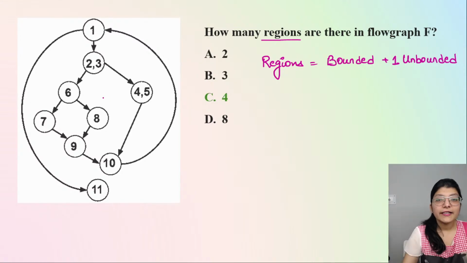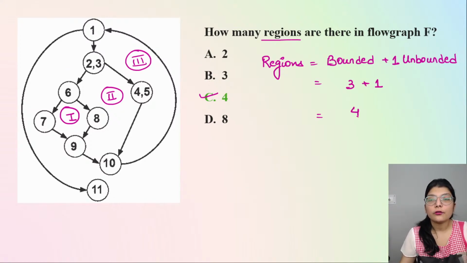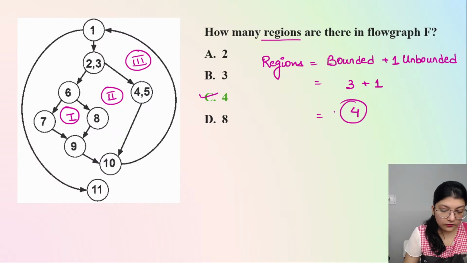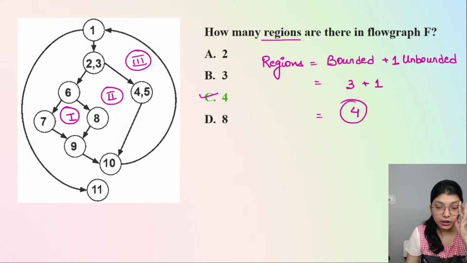So the correct answer is option number C. We have just calculated: this is the first region, this is the second region, this is the third region, and the unbounded one. So bounded is 3 plus 1, that will give you 4. So all those who answered option number B or 3 as the answer, I hope your doubt is clear now that 4 is the correct answer.